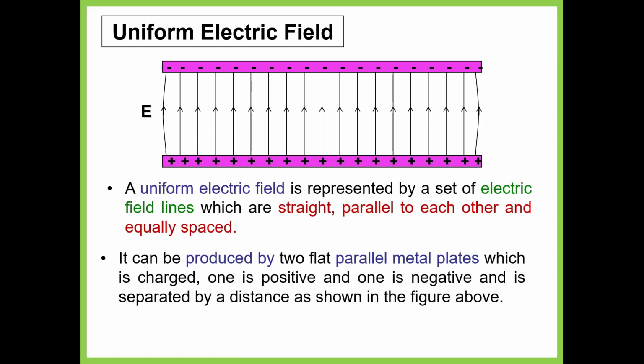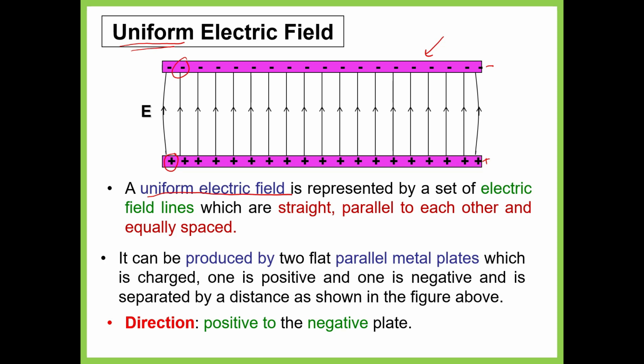Uniform electric field is special. Why? Because it is only formed in between two plates of opposite sign. So we have plus and negative. The direction of electric field is always from positive to negative, and the uniform electric field is represented by a set of electric field lines which are straight, parallel to each other, and equally spaced, meaning the distance between the two lines are the same. So that is what equally spaced means.